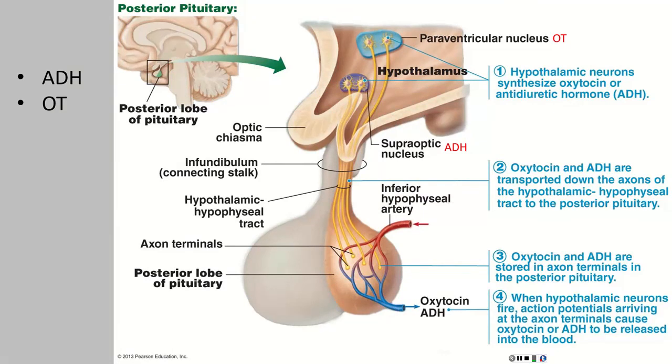Oxytocin levels rise. Oxytocin causes uterine contractions, which pushes the baby against the cervix more, stretching the cervix, which causes more oxytocin to be released, which causes more contractions, stretching the cervix more, causing more oxytocin to be released, and that keeps going until the baby is delivered, and then the cervix stops being stretched. Milk ejection. So this is not milk production, but milk ejection from the nipple. This is when a baby is suckling.